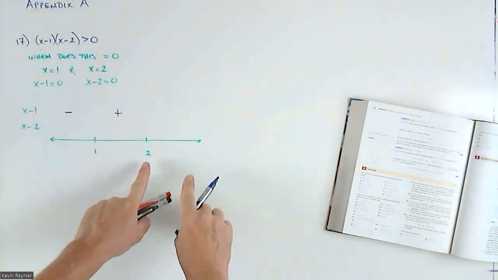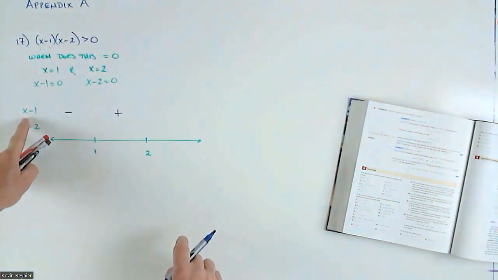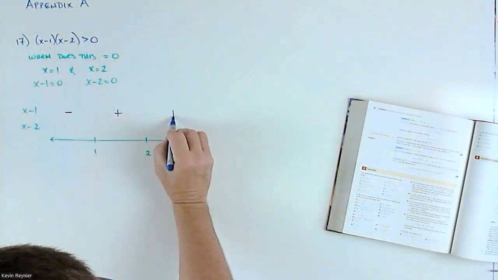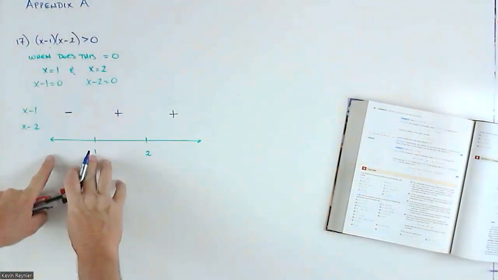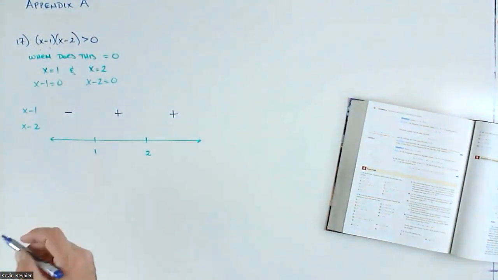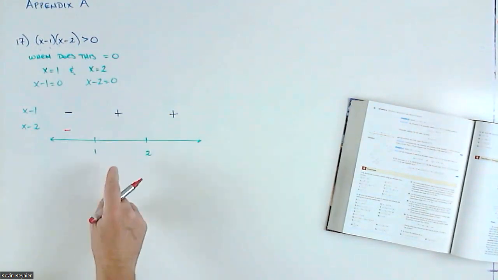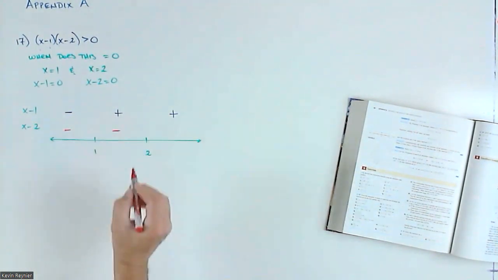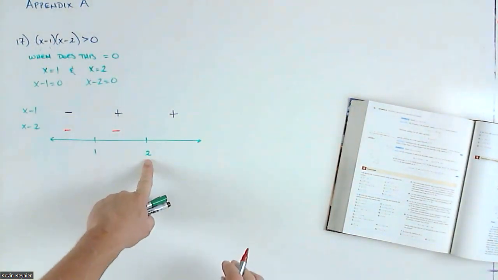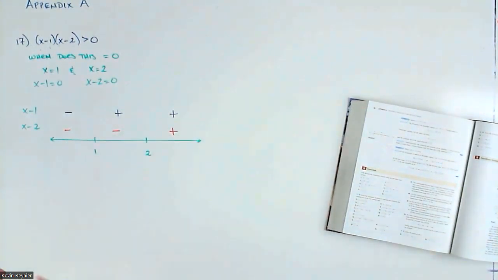I move to this region, 2 to infinity. Pick a number in there, 10. 10 minus 1 is 9. That's positive, so I'm going to put a plus. Now I go down here. I play the same game with this one, right? I'll pick 0 again. 0 minus 2 is going to be negative. Here I'm going to pick 1.5 again. 1.5 minus 2. This time that's going to be negative. And then I need a number bigger than 2. I'll pick 10. 10 minus 2, positive.